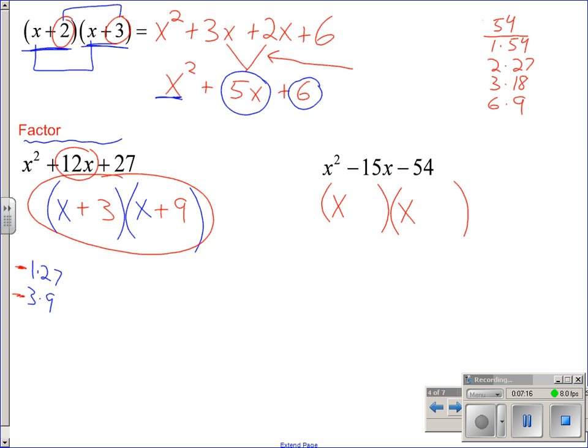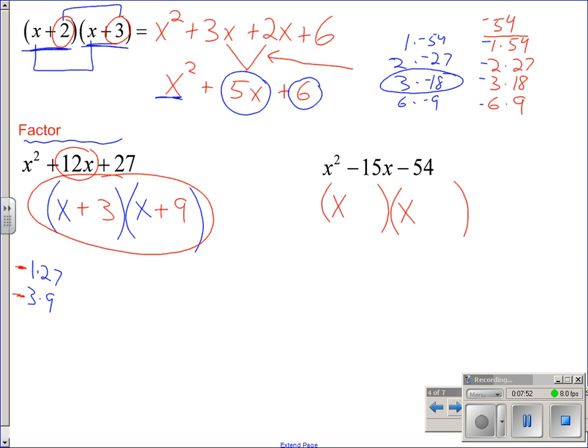Now, again, we're trying to get to negative 54. So, we have some things to check out. It could be a negative 1 times 54, negative 2 times 27, and so on. It could be this, 1 times a negative 54, 2 times a negative 27. Again, we're multiplying to give us a negative 54. 3 times negative 18, 6 times a negative 9. So, which of these sets of factors would add to be a negative 15?